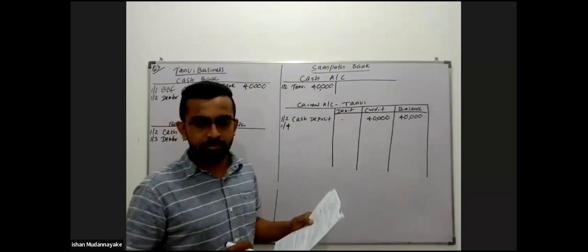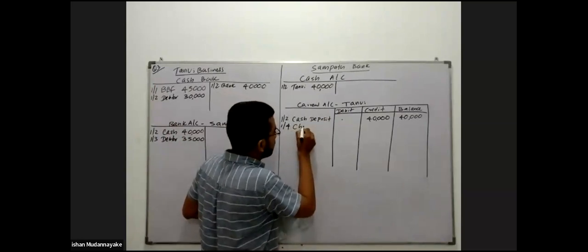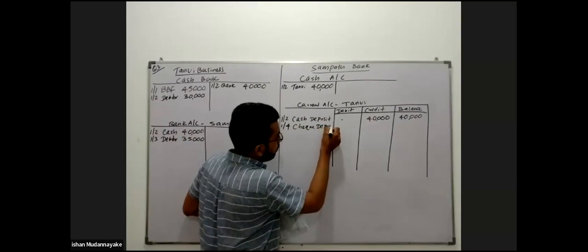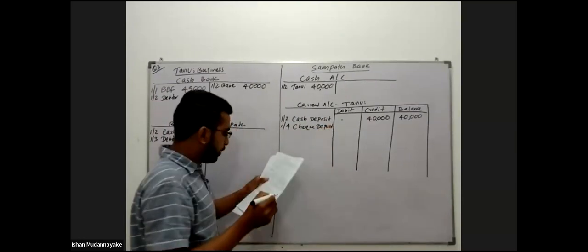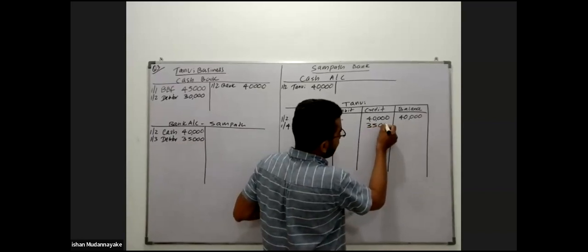Realized date. Then here you need to write down check deposit. Check deposit. How much? 35,000. Cash collected date by the Sampath Bank, 35,000.